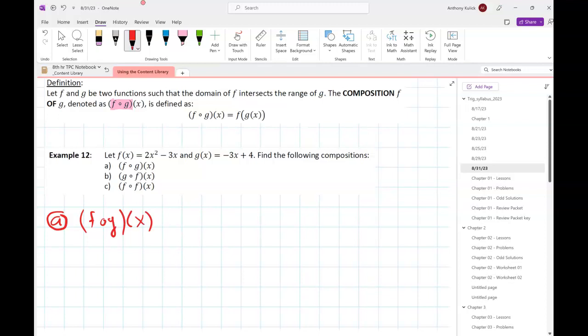So we're going to do f compose g of x. From our definition above, I know that that is the same thing as f of g of x. And if I look at my example problem, I'm told that g of x is negative 3x plus 4. So I'm going to replace the g of x with negative 3x plus 4.